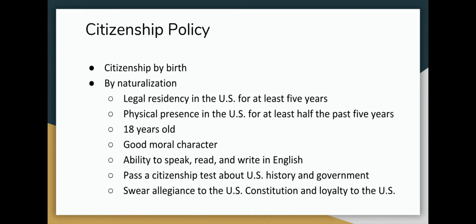You need to be 18, have good moral character, the ability to speak, read, and write in English, pass a citizenship test about American history and government, and you need to swear allegiance to the Constitution and loyalty to the U.S.